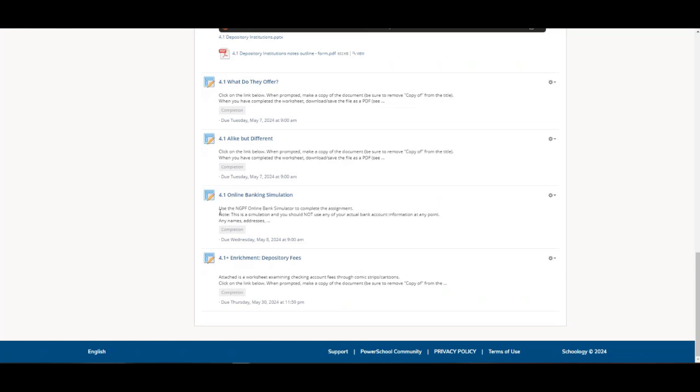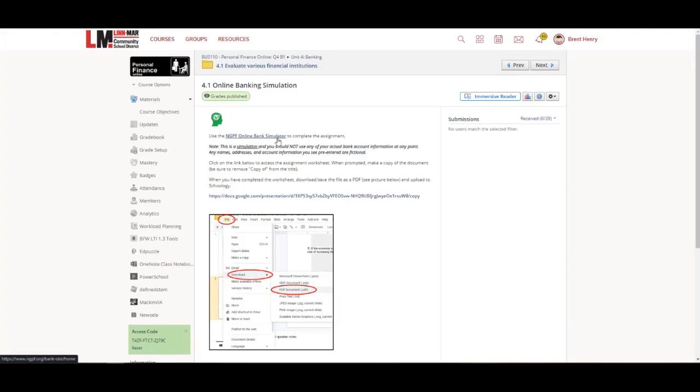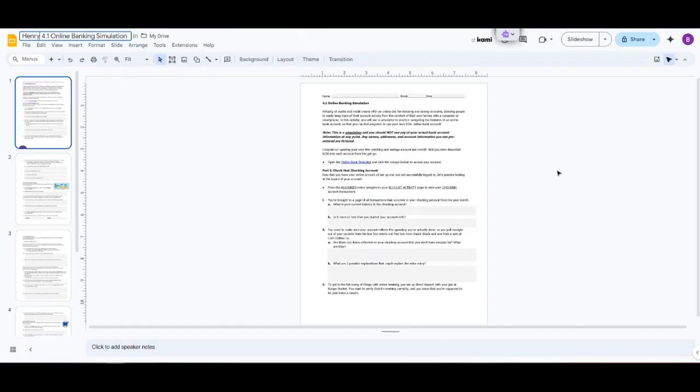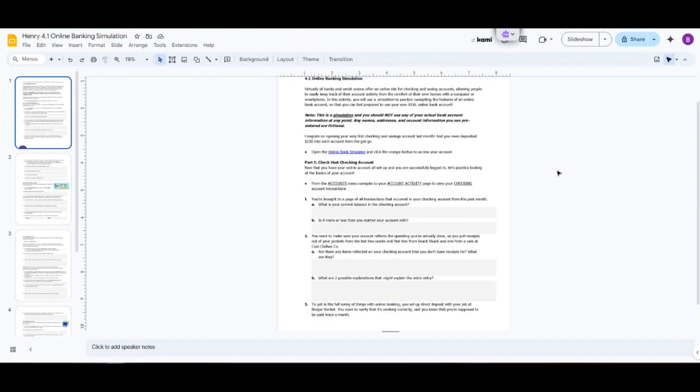All right, so today we're going to be working through the 4.1 online banking simulation. When you click on that link, there are two things that you'll need to open up. The first is this NGPF, the Next Gen Personal Finance Online Bank Simulator. That will bring you to something that looks like this, and then click on the Google Doc link and obviously make a copy and change the title of that to your last name and then the online banking.